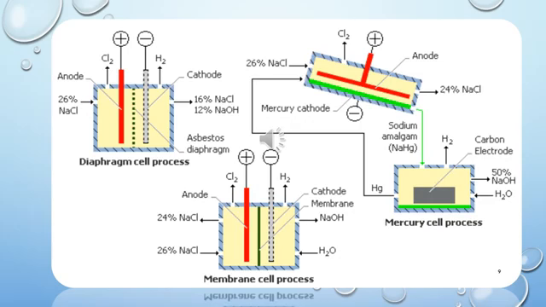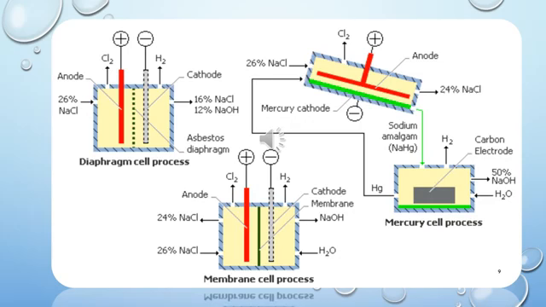And the next one is Mercury cell process. Here you can see that anode is red color and cathode is gray color. Here the thing which is very important is that in Mercury cell process you are using the cathode of mercury, due to which this process is known as Mercury cell process.